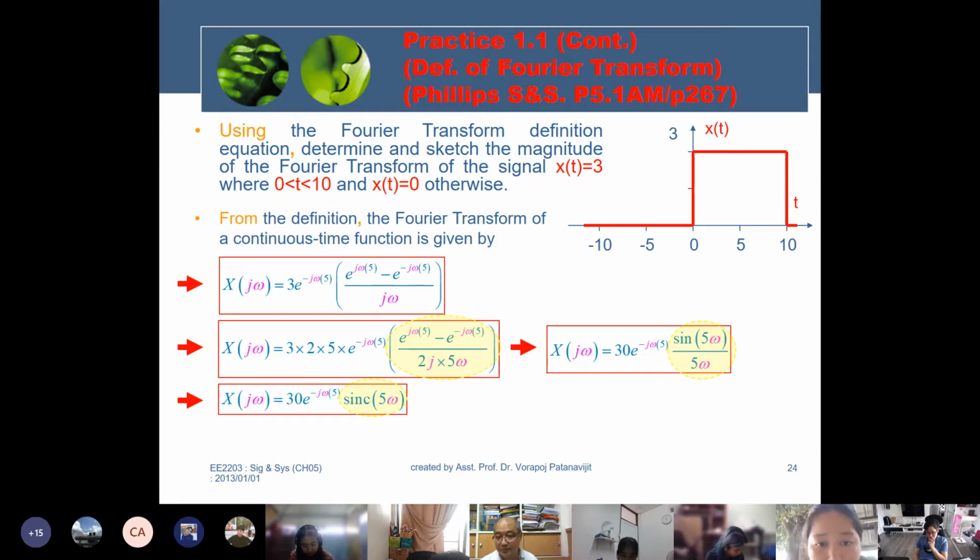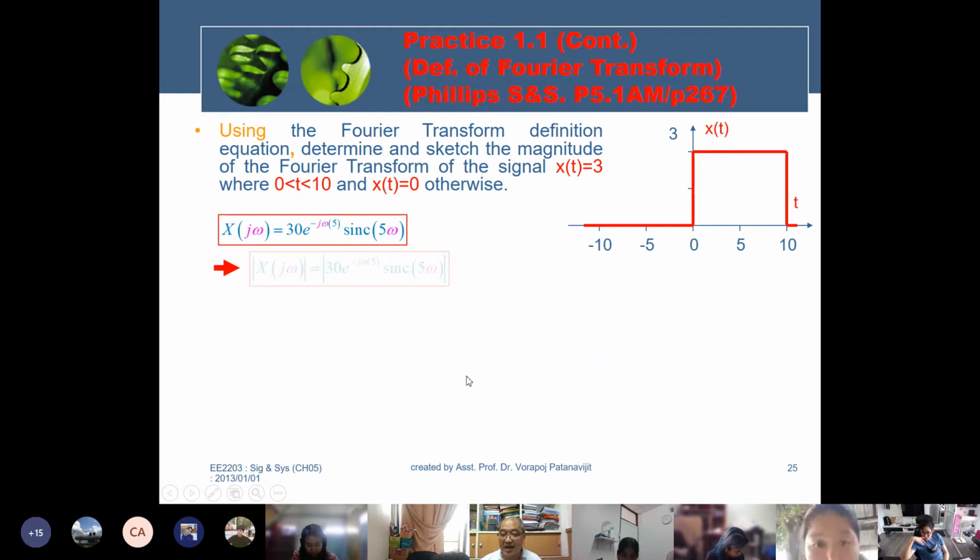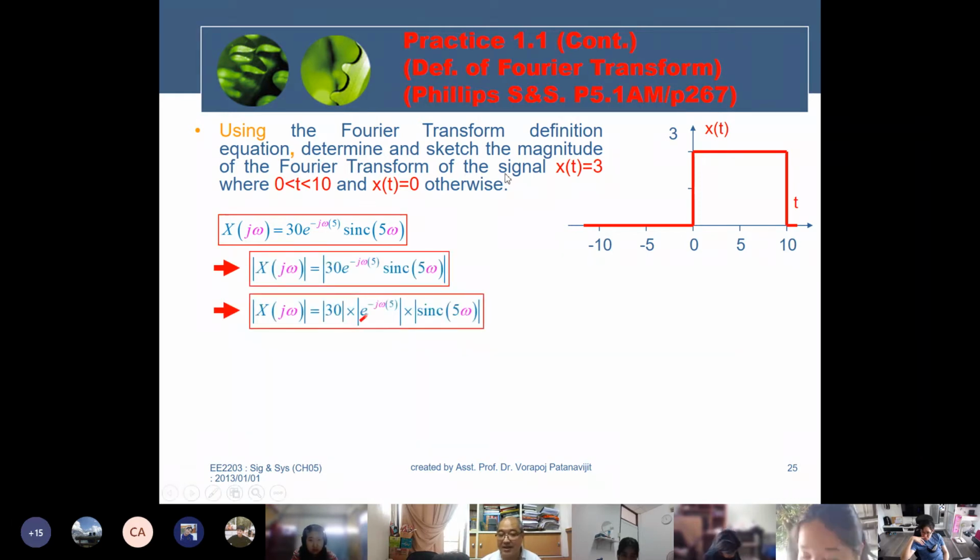Clear? You can see that when you do it by yourself, and when we show you the detail, it is very easy. Now for the plots, determine the magnitudes of them. The magnitude has 3 terms. 3 is a constant. e^(-jθ) has magnitude equal to 1.